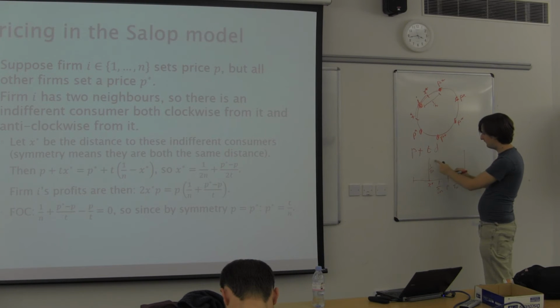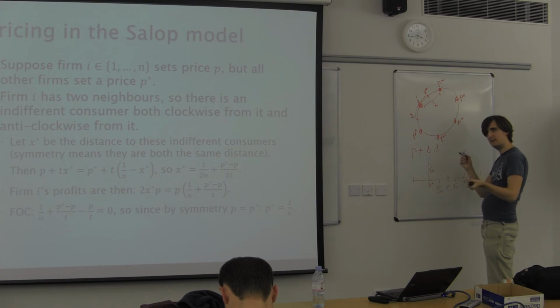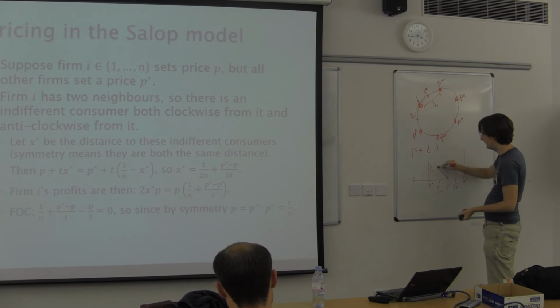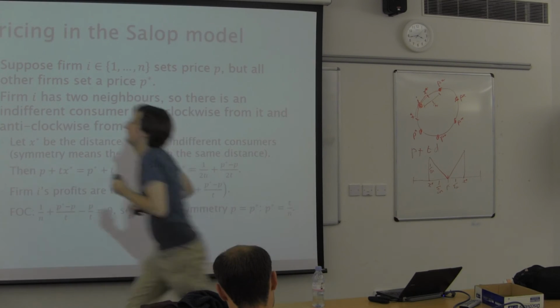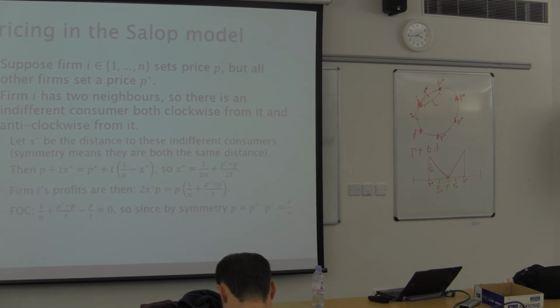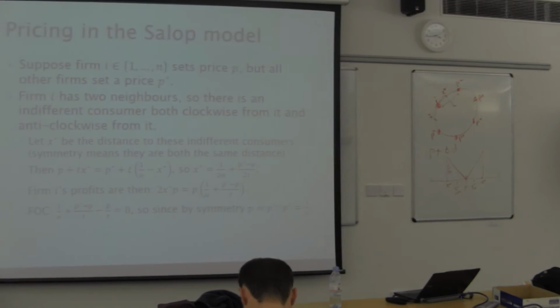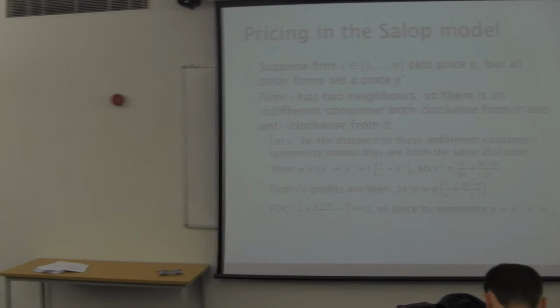And people in between, the distance they walk is just going to be linear between the two points. I'll draw the same picture as that. So draw a picture like that. Assume that 1 over 2n.